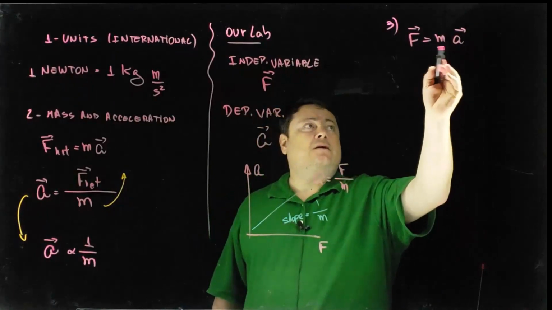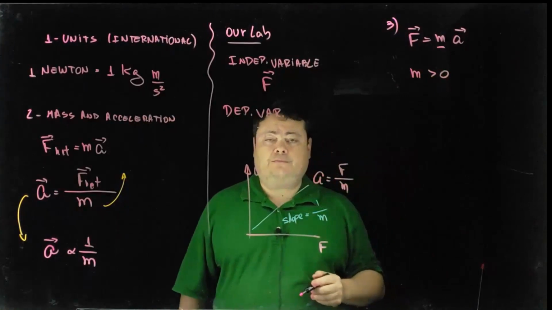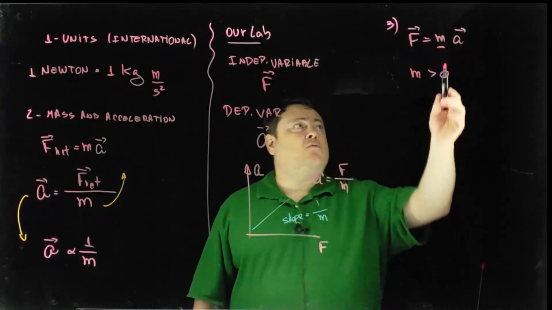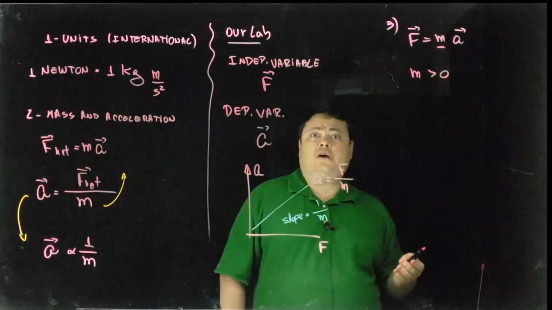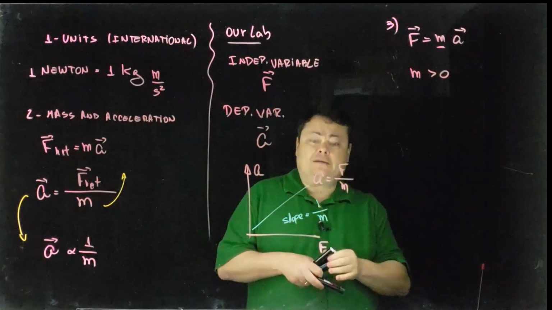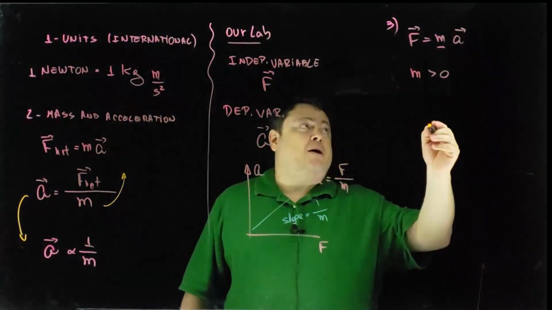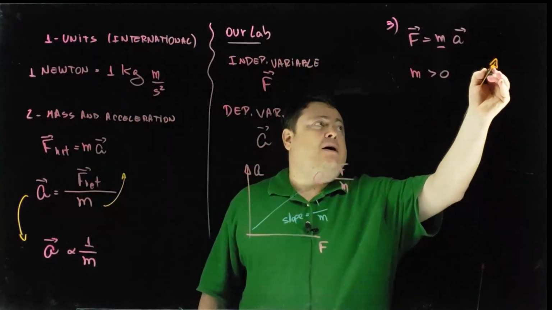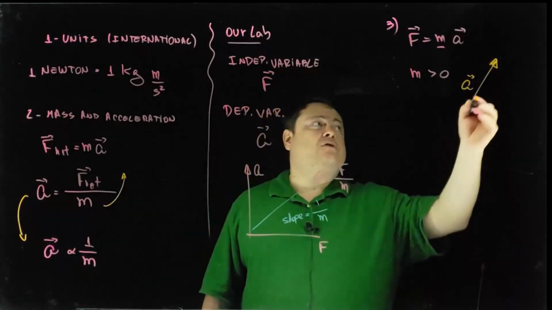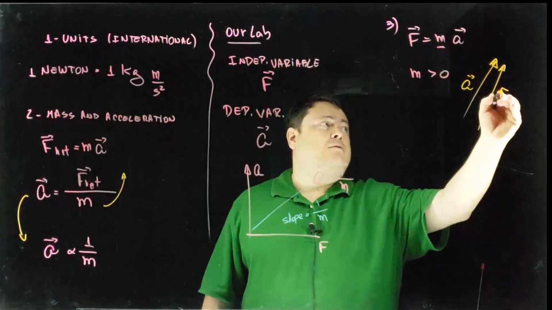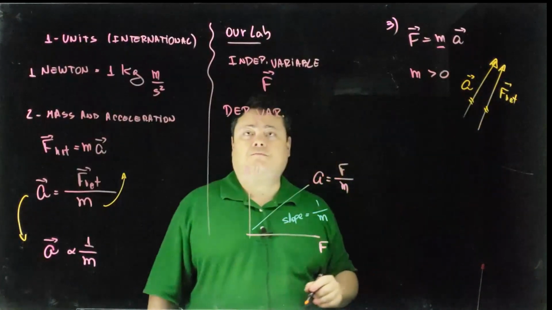My next observation is going to be with respect to force and acceleration in this way. Notice that mass is a scalar, is a number, and that number is always positive. So what I have is that I'm multiplying the vector acceleration by a positive number, and I get a vector force. And that force is always going to be in the same direction of the acceleration. So if by any chance my system has an acceleration like this, I know before I even start that my net force is going to be in the same direction.